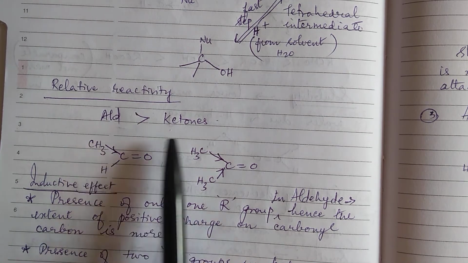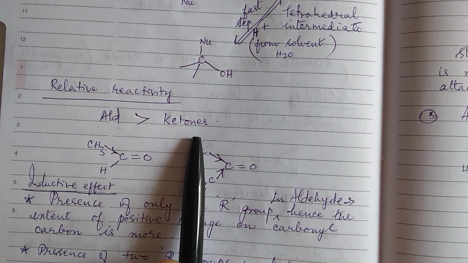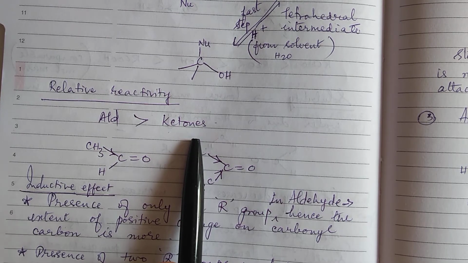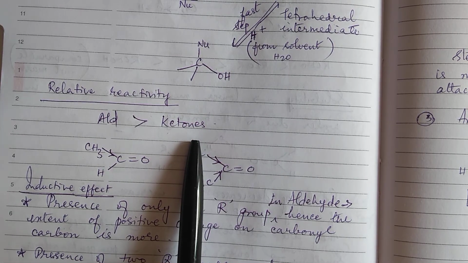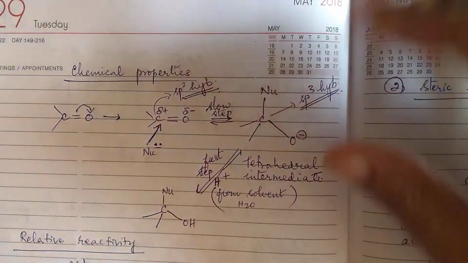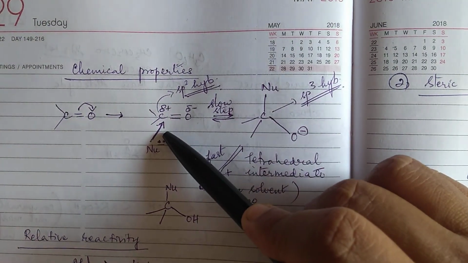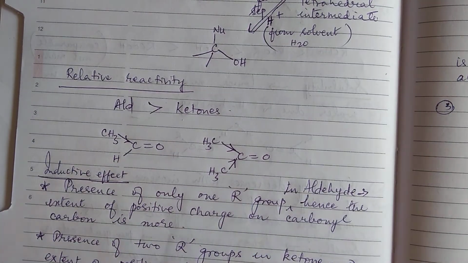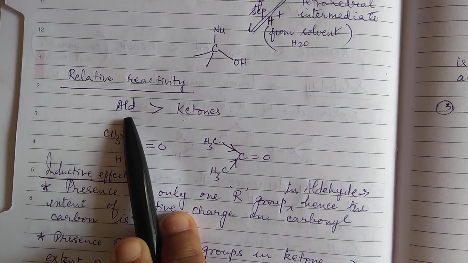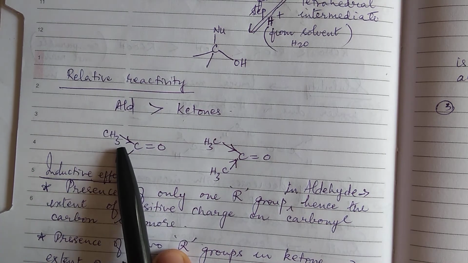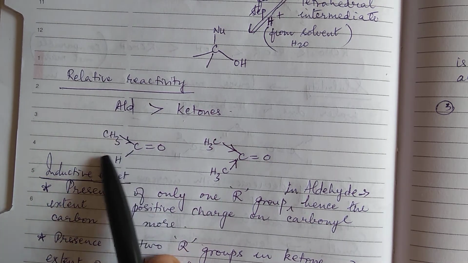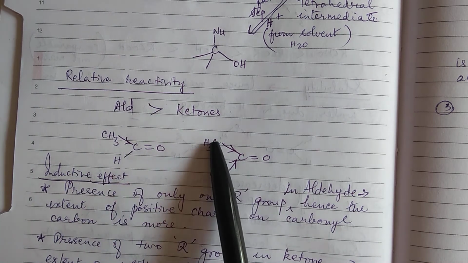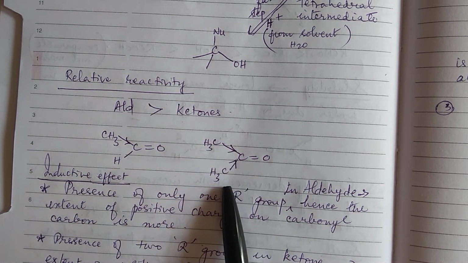Aldehydes have been found to be more reactive than ketones towards nucleophilic addition reaction. Just now I told you the nucleophile is the attacking agent and it is hitting the positively charged carbon, is it not? So aldehydes and ketones undergo nucleophilic reactions. Now why are aldehydes more reactive? Because there is only one electron releasing R group in the case of aldehydes, whereas in the case of ketones there are 2 electron releasing R groups.